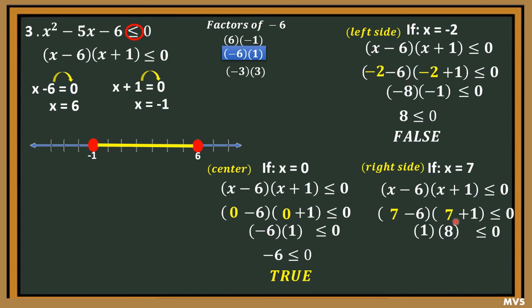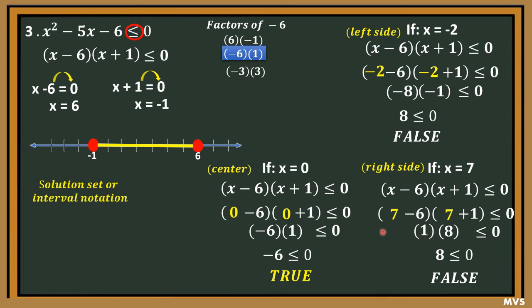Multiply the 2, positive 8. Is 8 less than or equal to 0? No. That is false. It means that right side is not included in the solution set. Let's go now to the solution set or interval notation.